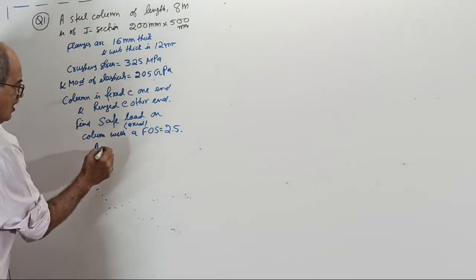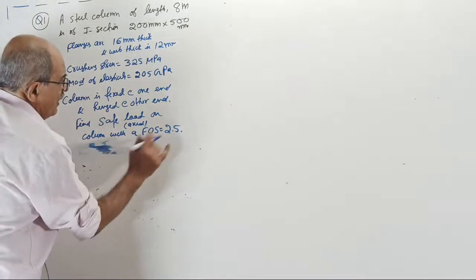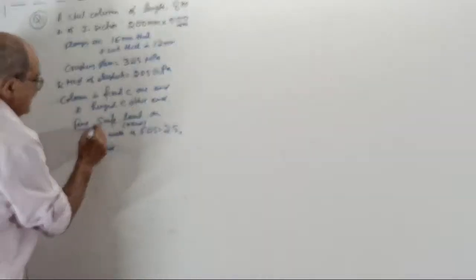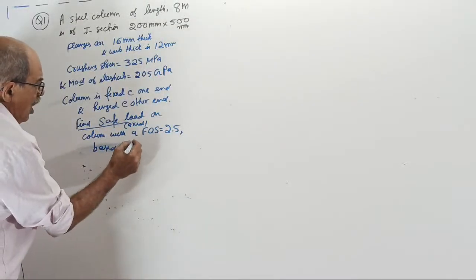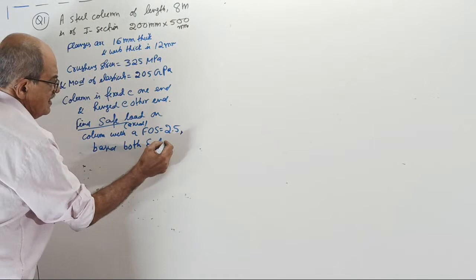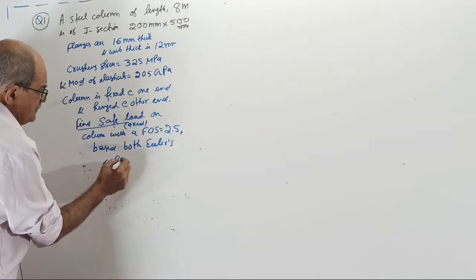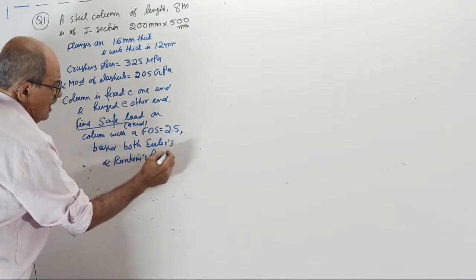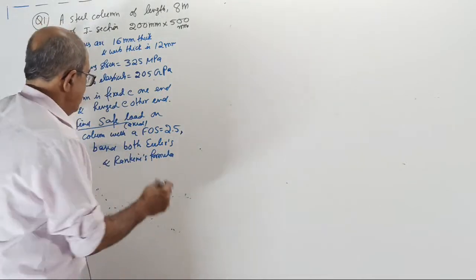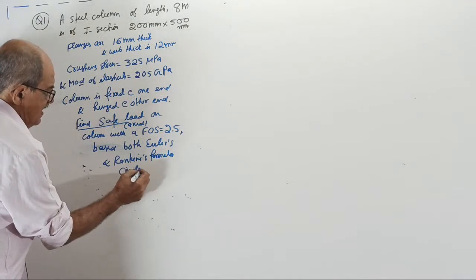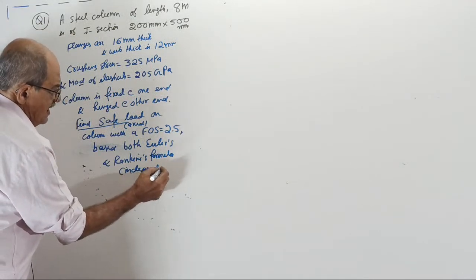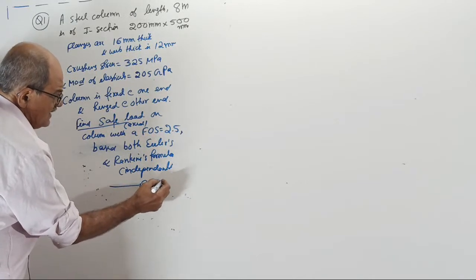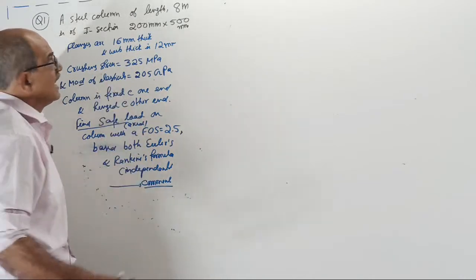Now, find the safe load based on both Euler's and Rankine's formula. Apply both. See, he told you apply both independently. Lastly, comment. Comment I will give. Okay, start.